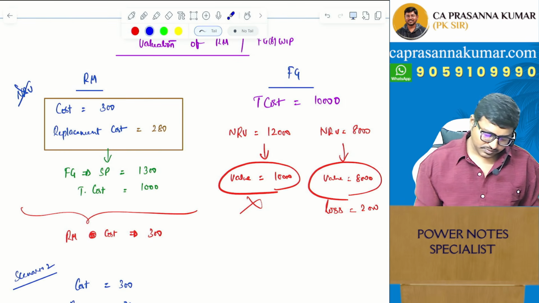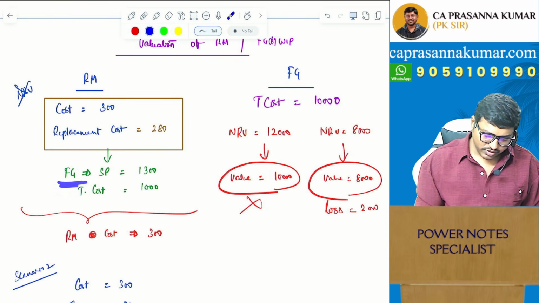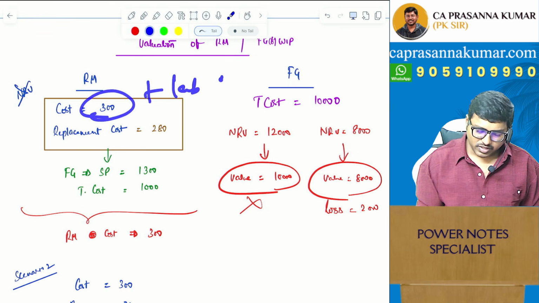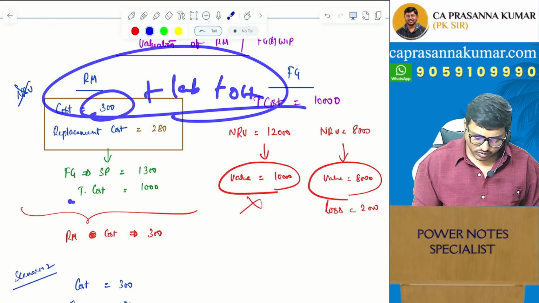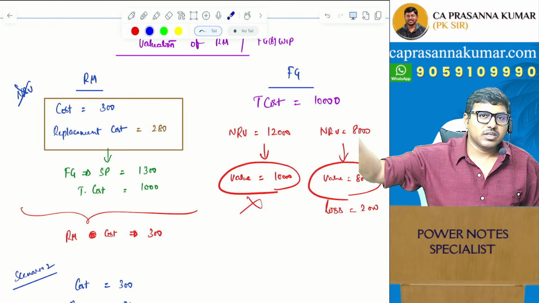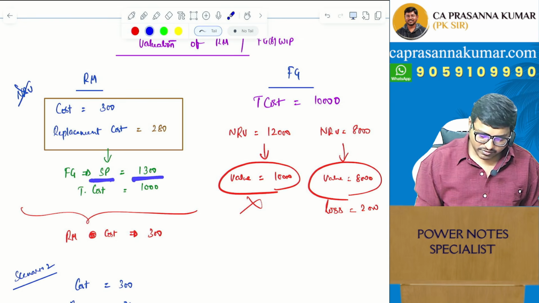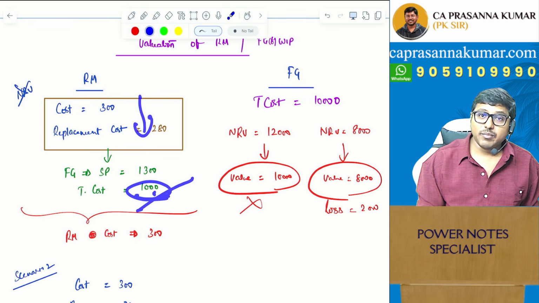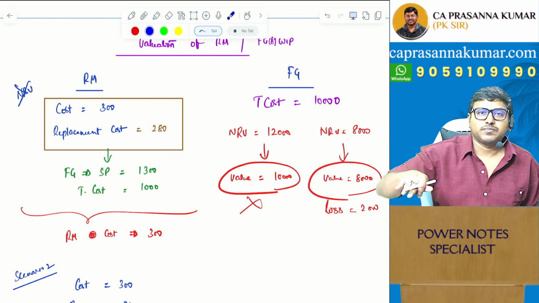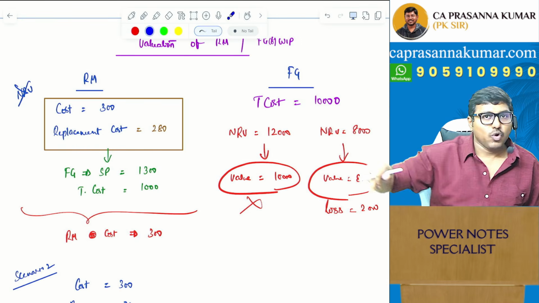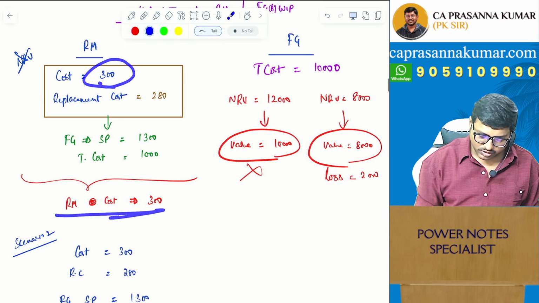How much is your finished good total cost? Say 1,000, which means raw material plus labor plus overheads and all the costs put together, total cost is 1,000. Are you able to recover that 1,000 when you sell the finished good? Yes, I'm able to sell the finished good for 1,300, which means you are able to recover this entire 1,000. In that case, no need to write down the value of your raw material, even though the replacement cost is less. Even though today raw material is available at a lesser price in the market, you keep it at 300 itself. So raw material cost will be at 300 itself.